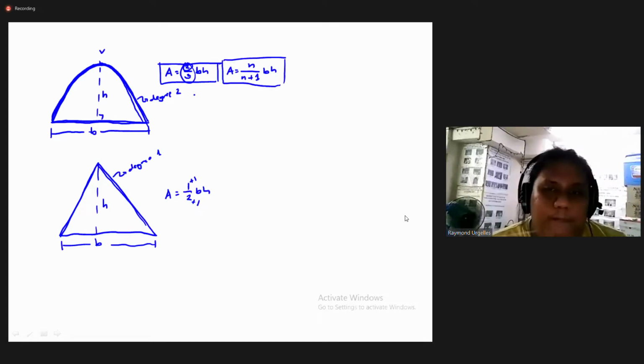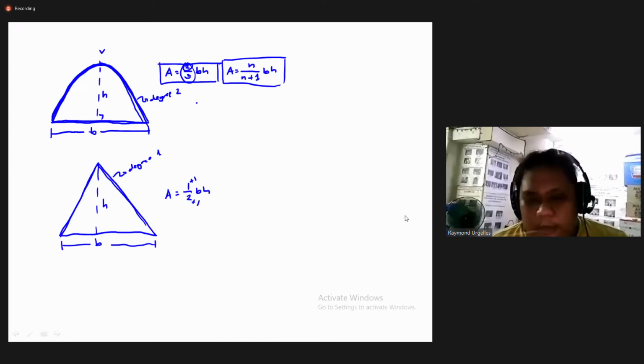So if it is a cubic function, let's say this is a cubic function instead of a parabola, a third degree polynomial enclosing it, then it becomes 3/4 base times height. If it is a 4th degree polynomial, it becomes 4/5 base times height. So again, it is also easy to remember 2/3 base times height.